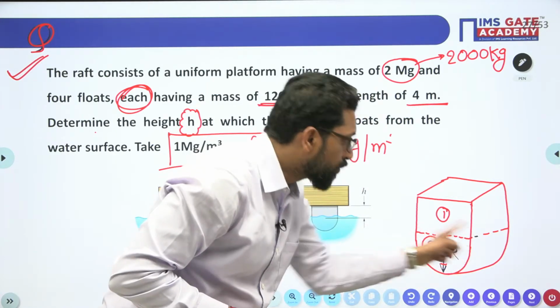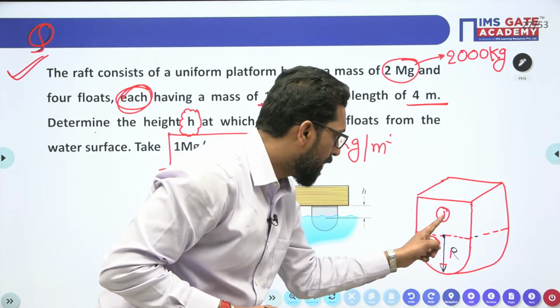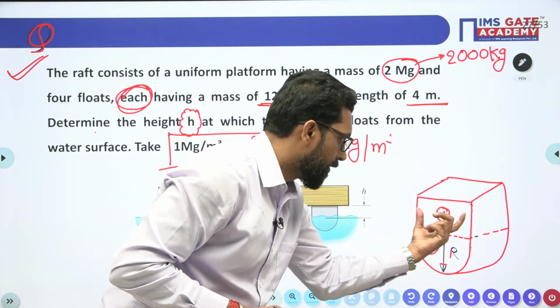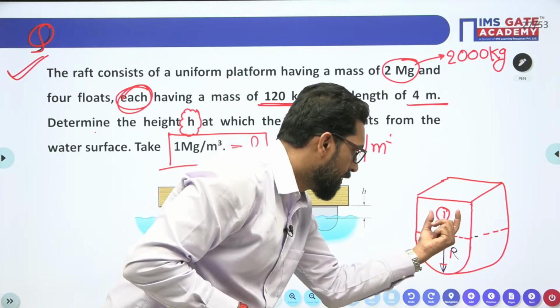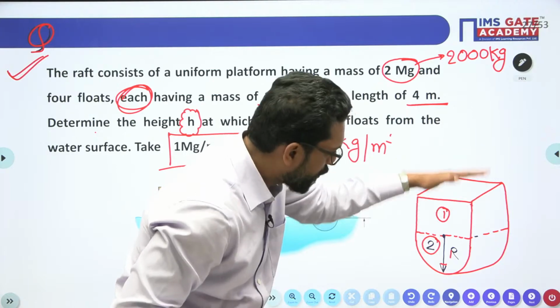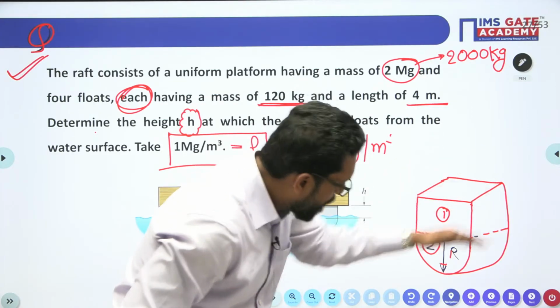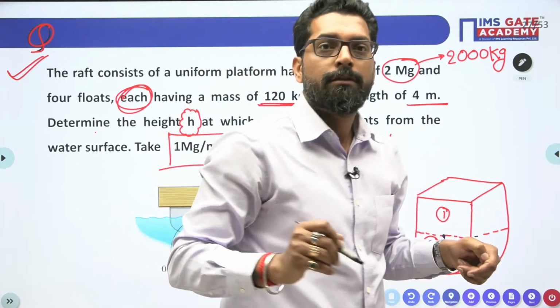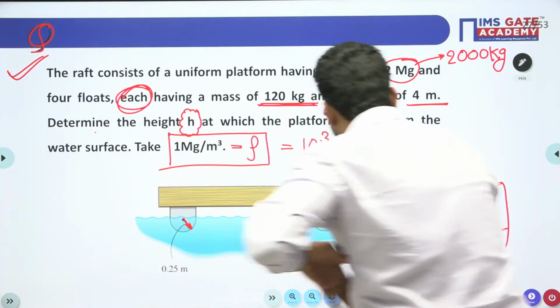Why? Because there are two surfaces. There are two types of surfaces there. One is rectangle, the other is circular. So if we apply the force on it, how much of the part will be submerged? So that you can easily find it.